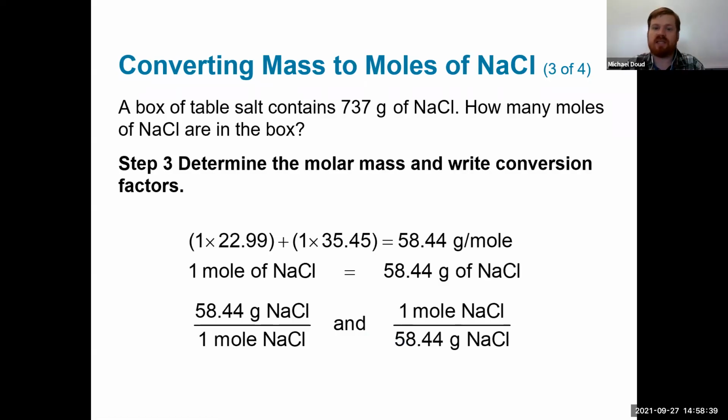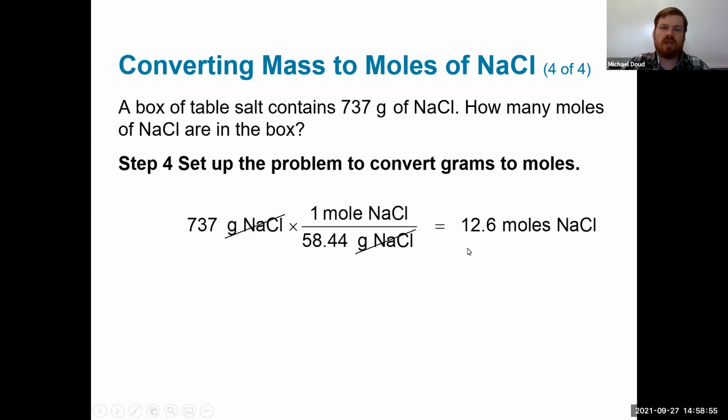So sodium chloride is NaCl. That means that we've got 1 mole of sodium, so 1 times 22.99, plus 1 mole of chlorine, that's 35.45, for a total of 58.44 grams per mole of sodium chloride. Now it's just a matter of aligning the correct conversion factor. If we start from 736.7 grams of sodium chloride, we know there's 1 mole of sodium chloride per 58.44 grams. Grams cancel out. When we divide 737 by 58.44, we get our answer of 12.6 moles of sodium chloride.